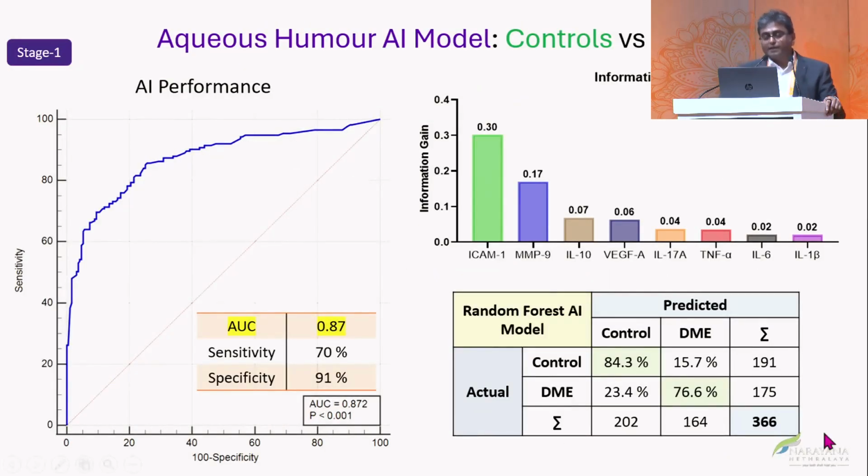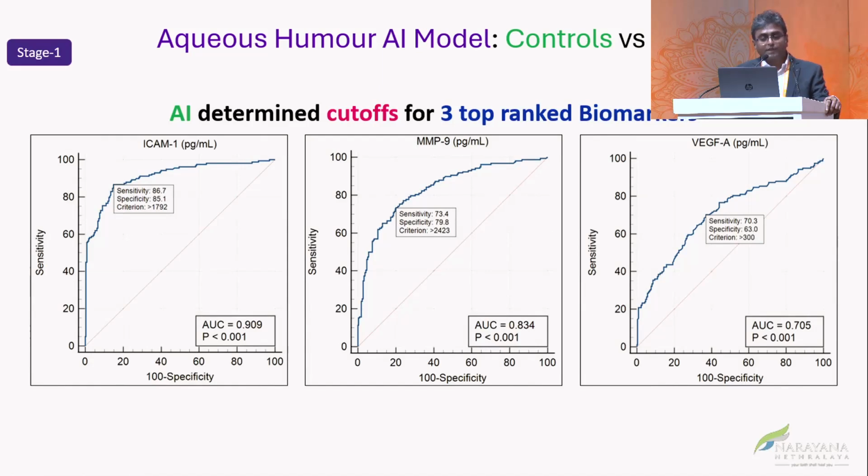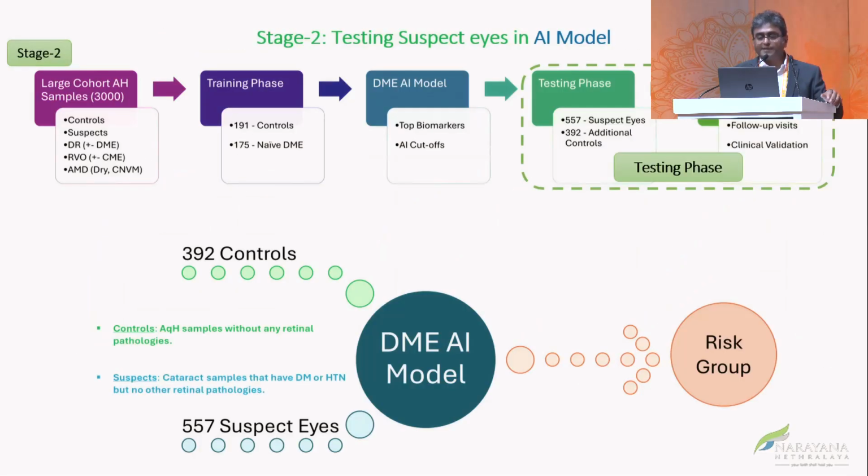You can see the AI prediction that control is good over here, but for DME there is a change. What we had seen is the biomarkers that were raised were ICAM and MMP9. These are the cutoff values. When we saw the cutoff of VEGF, MMP9 and ICAM, we labeled these as vascular disease suspects. These are suspects who didn't have diabetic retinopathy, but there was a chance of developing diabetic retinopathy and diabetic macular edema later. So then we subjected it to further validation.